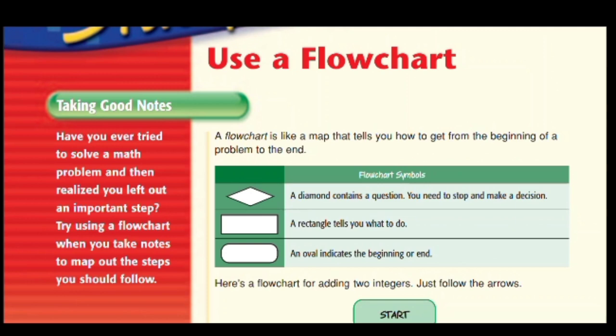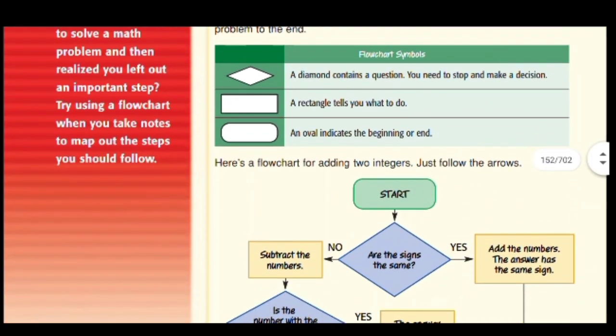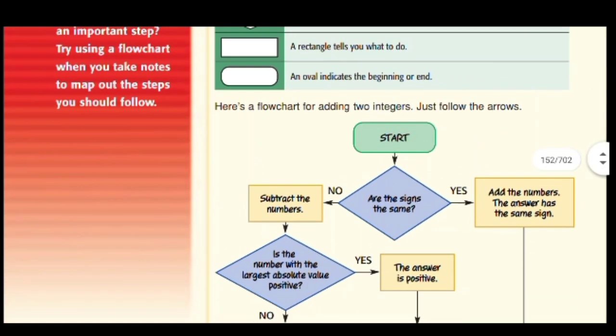Flowchart symbols. Picture 1: a diamond contains a question. You need to stop and make a decision. Picture 2: a rectangle tells you what to do. Picture 3: an oval indicates the beginning or end. Here is a flowchart for adding two integers. Just follow the arrows.